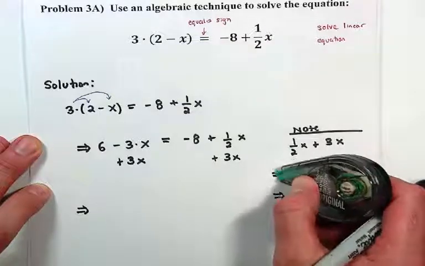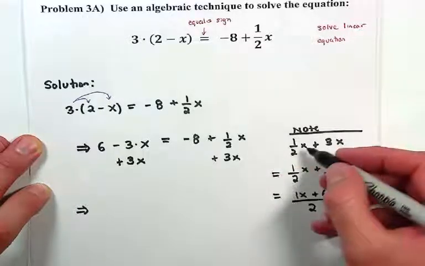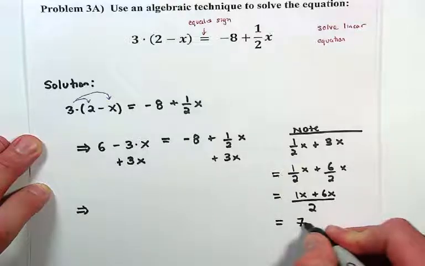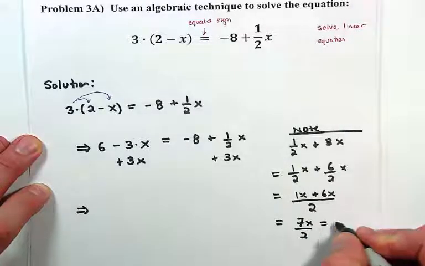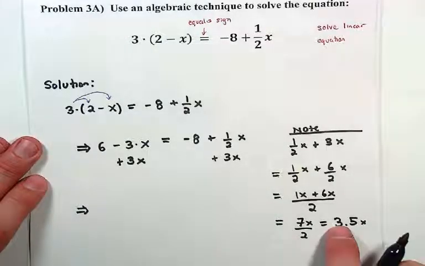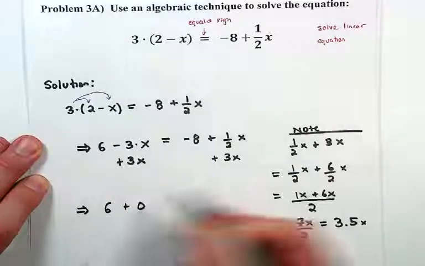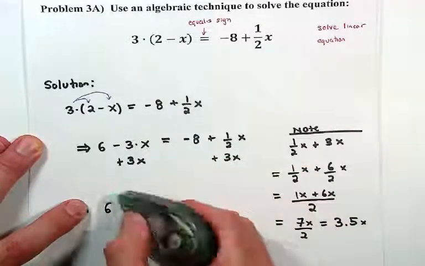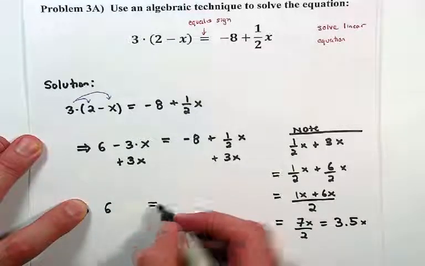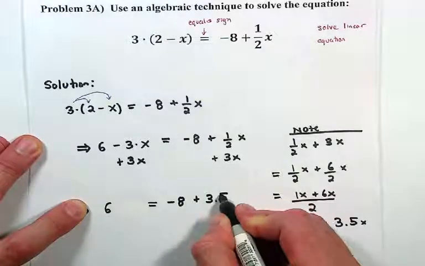And in fact, these are equalities, not implications, because these are each expressions. Sorry about that. Remember, a chain of expressions are connected with equal signs. 1 plus 6 is 7x divided by 2. 7 divided by 2 is indeed 3.5x. It doesn't really matter which of those you use. We'll use this one for now. So now I've got 6 plus 0. Remember that when we add 0 to anything, we don't do work. We usually don't write that. And then over here, I've got minus 8 plus 3.5x.